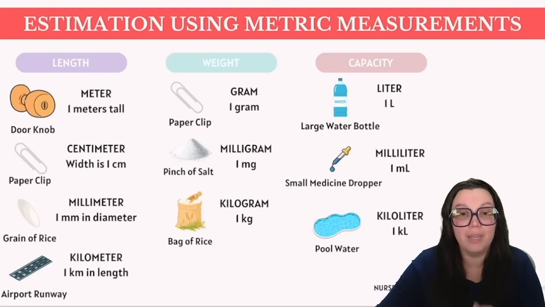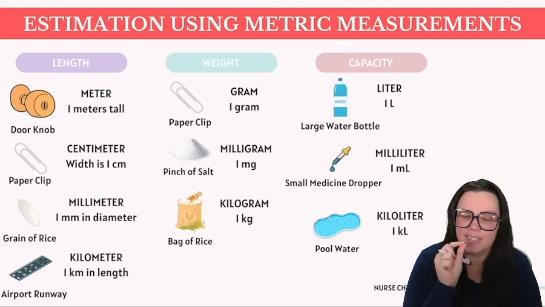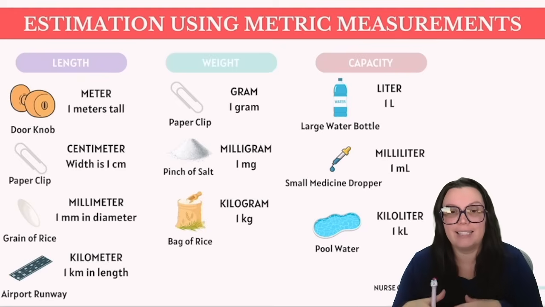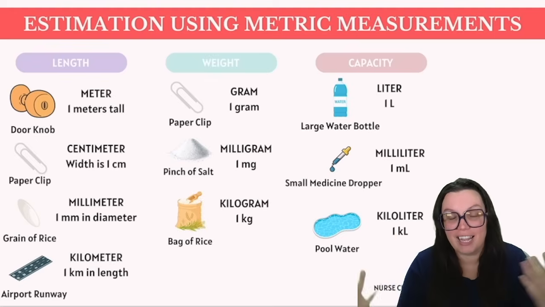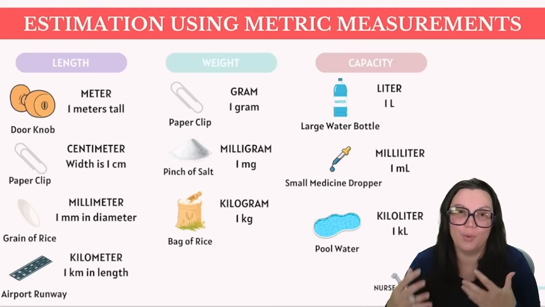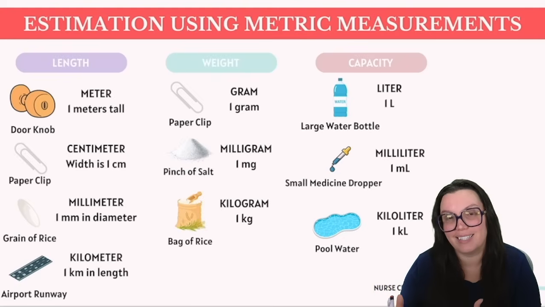Then we have milliliter. So this is huge in healthcare. So 1 milliliter is just like a small medication dropper amount of liquid. And then lastly, we have a kiloliter. So a kiloliter is approximately the entire capacity of a pool of water. So let's take a look at some examples of how this will be tested on the TEAS.